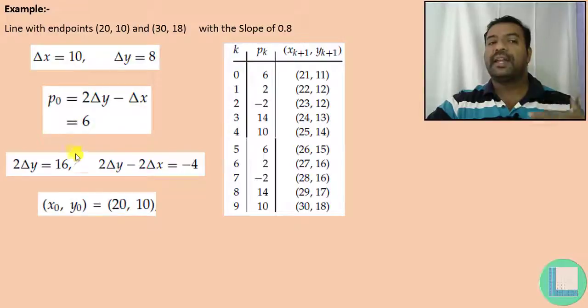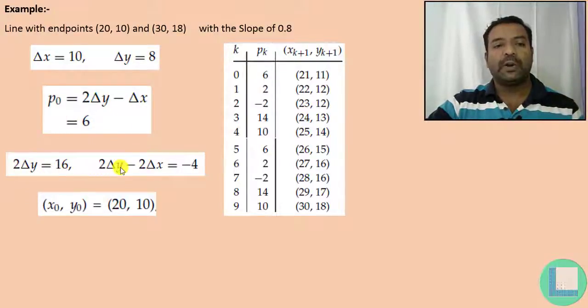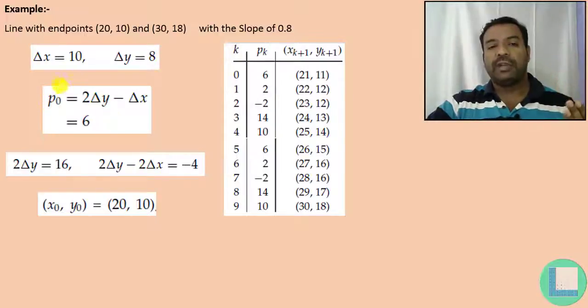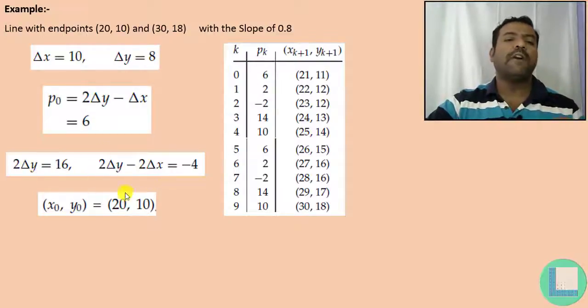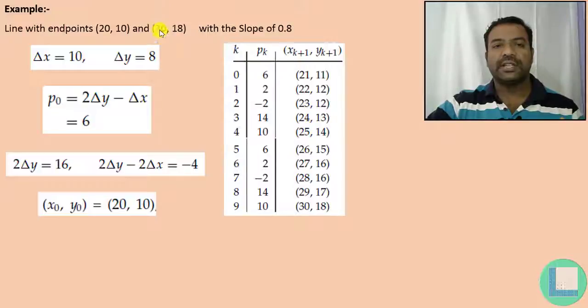And later on, the next parameter value will be this formula, or it's going to be this formula depending upon which parameter value you choose. If the parameter value is greater than 1, I'm going to choose this formula, else I'm just going to choose this formula. So now this is how I'm going to use the formula starting from x0, y0 as 20, 10. I'll keep on incrementing the x value linearly, starting from 20, 21 and so on until x2, that is 30.